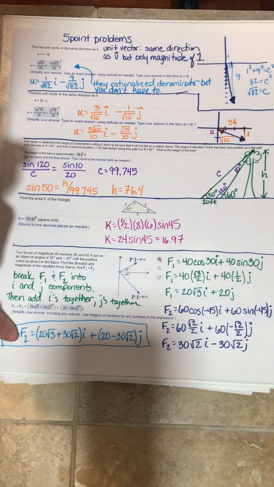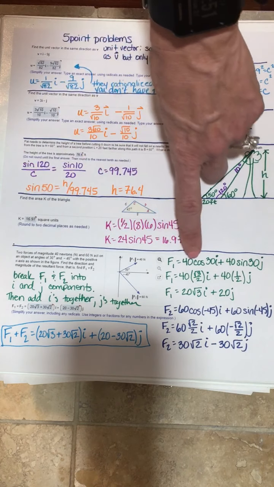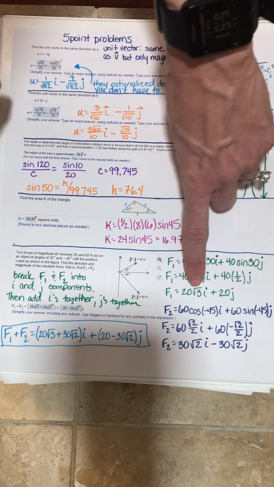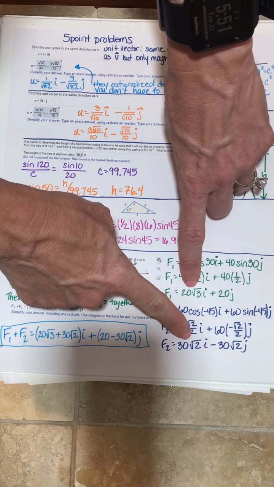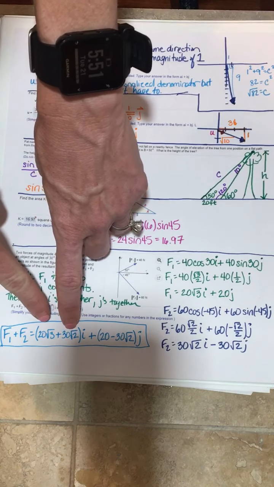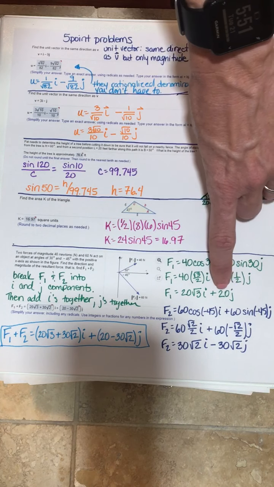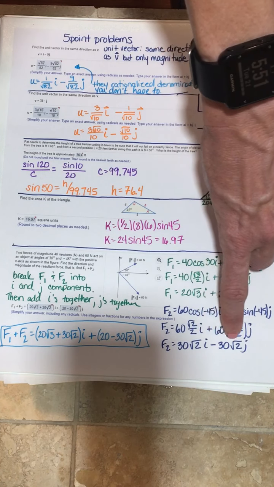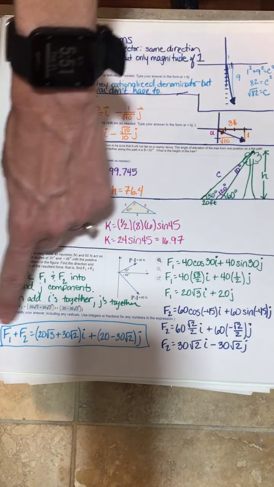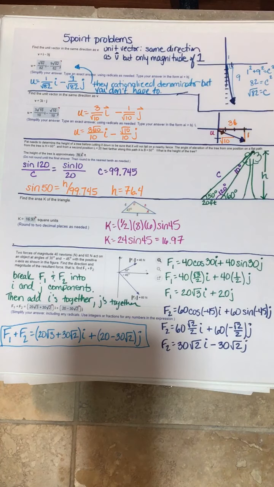Then for our resultant force, all we do is add the I components and add the J components. So F1 was 20 square root of 3 I. F2 is 30 square root of 2 I. So we combine the I components. Same thing for the J components. We get the 20 J from F1 and the 30 minus 30 square root of 2 J from F2. So this is our combined resultant force. Just take it step by step and you will be just fine with it.